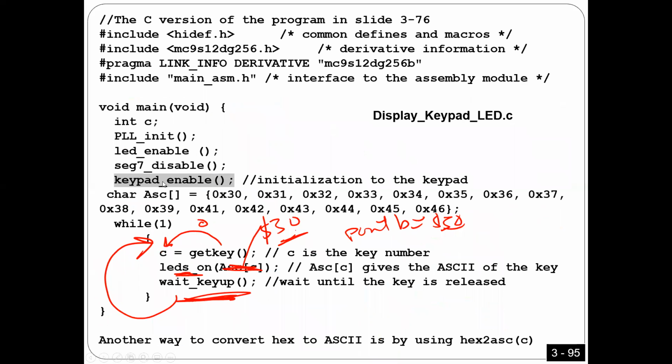In this case, you have to use this array. When you press 0, whatever ASCII you want, just put it here. You get what I'm saying? For example, I can put letter A here. Now the button 0 is not going to be used for number 0. It's going to be used for letter A, and so on.